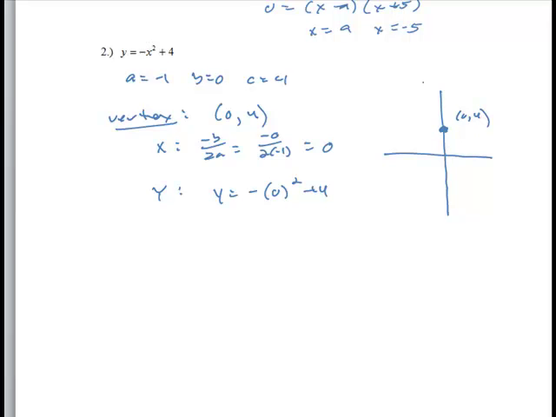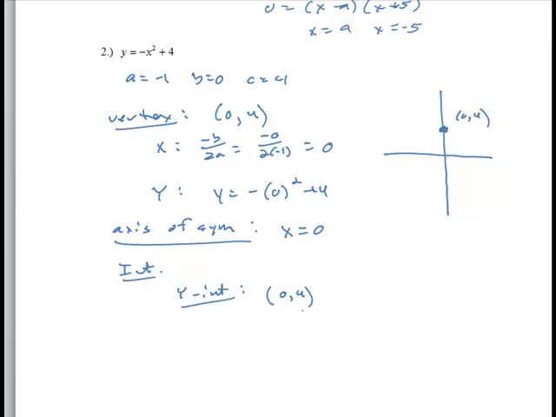So at this point, if the parabola opens up, we're not going to have any x-intercepts. If it opens down, we know once again we're going to have two x-intercepts, which we'll find in a minute. In the meantime, we can find this axis of symmetry. The axis of symmetry is going to be the equation x equals 0. The intercepts, as we said, we already know the y-intercept, which is the vertex, the point (0, 4). So we want to determine any and all x-intercepts.